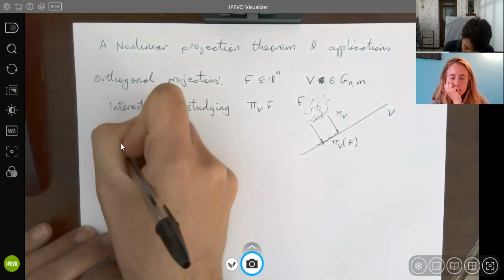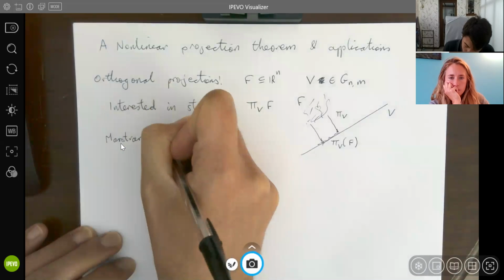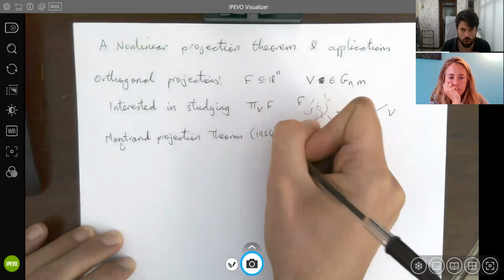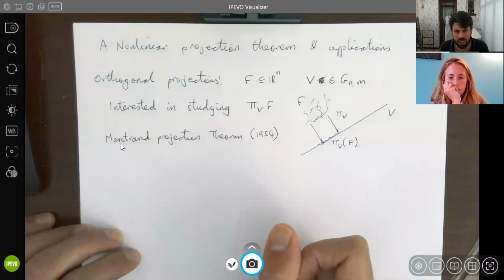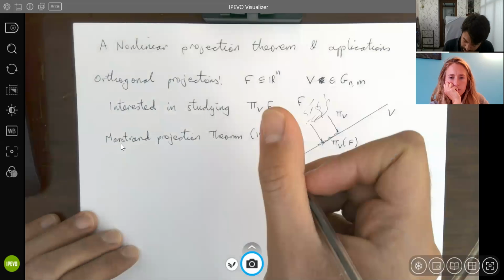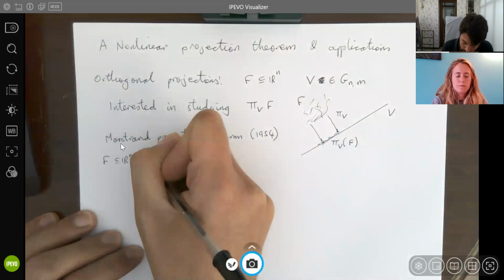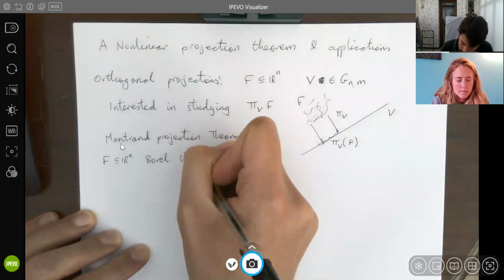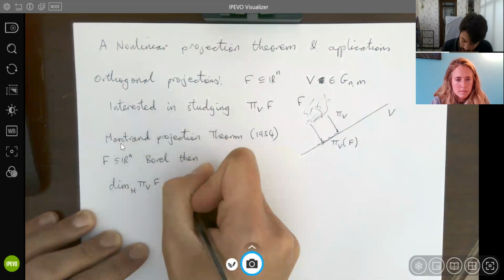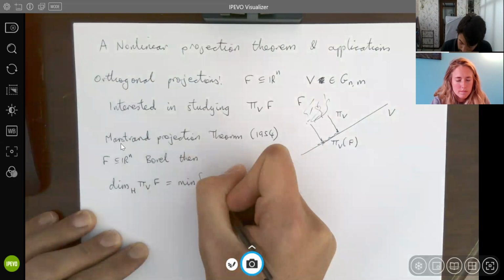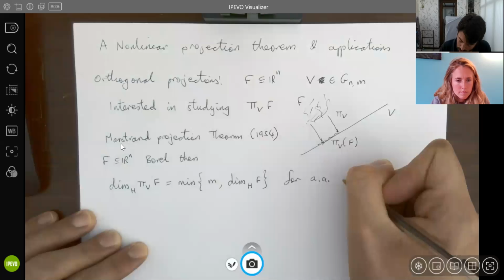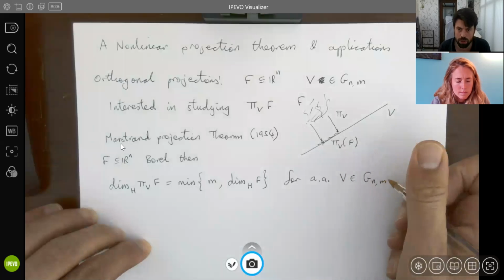Okay, so the seminal result in this area is from Marstrand, 1954, although the version I'm going to state is due to Mattila, I think 1975, but the original result was in the plane, and that was due to Marstrand. And it says that if F in Rn is, let's say, Borel, then the Hausdorff dimension of the projection of F onto the subspace V should be equal to the minimum of m and the Hausdorff dimension of F for almost all V in the Grassmannian manifold of m-dimensional subspaces of Rn.